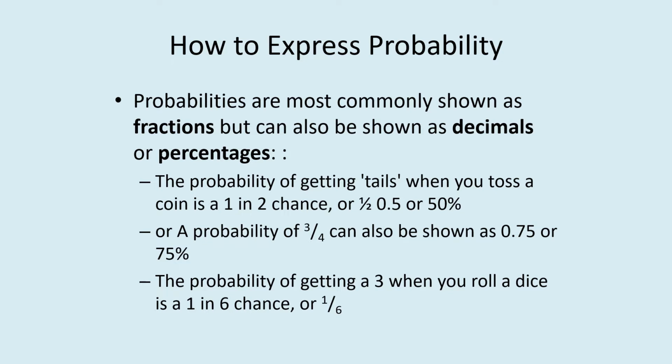We will go over how to do this in a minute, so don't panic if you don't know how to get there. The probability of getting a 3 when you roll a dice is a 1 in 6 chance. So can you see we've put the 1 on top and the 6 at the bottom, because 1 out of 6 is the chance of you getting a 3 when you roll a dice, because that's 1 three out of 6 numbers.